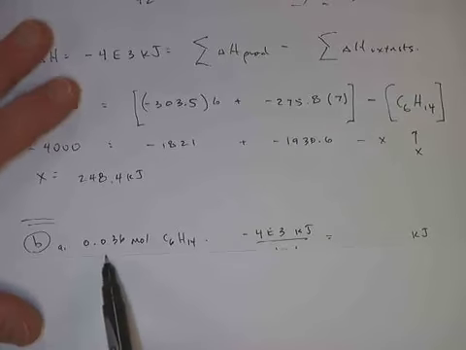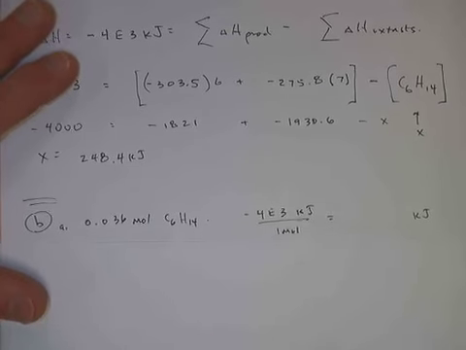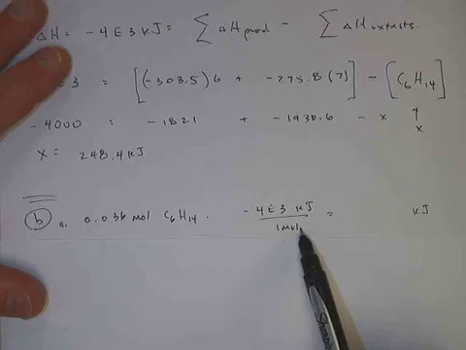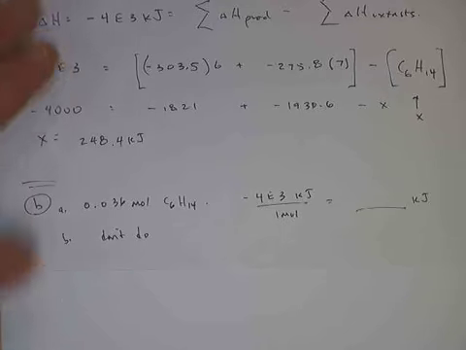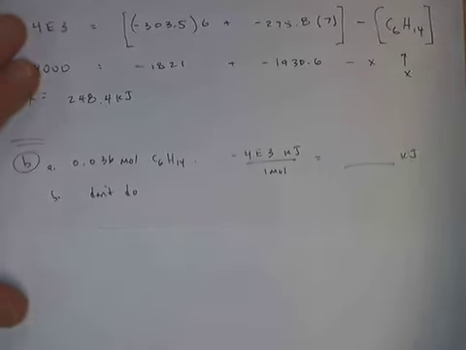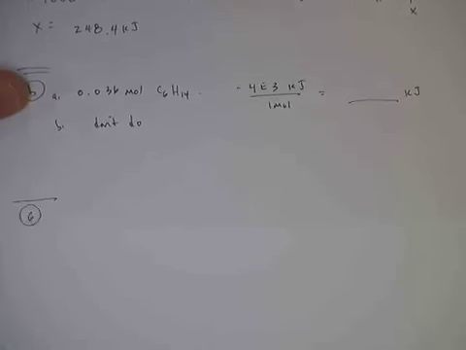So we take the 0.036 moles, and there are 4 times 10 to the third kilojoules released per mole. Multiply those two together, and you'd have the amount of kilojoules released. Letter B, don't do. It's not a type of question that's asked on the AP or the college exam anymore.